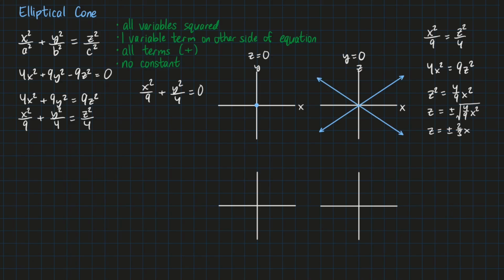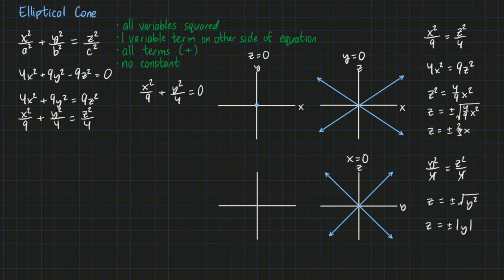Now let's take a look at the yz plane. This is when x is equal to 0, and plugging in a 0 for x, we have y squared over 4 equals z squared over 4. We could cancel out the 4's in the denominators on both sides, and if we isolate for z again, z equals plus or minus the square root of y squared, or z equals plus or minus the absolute value of y.